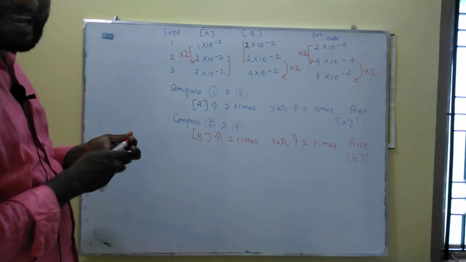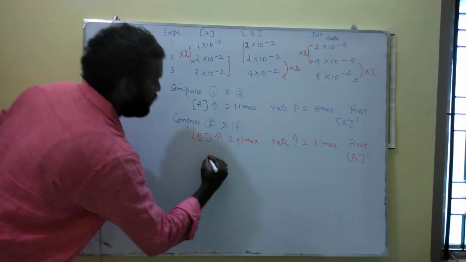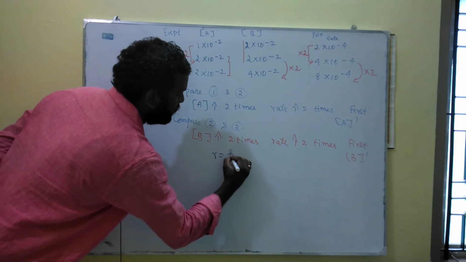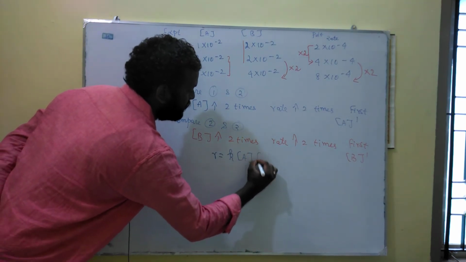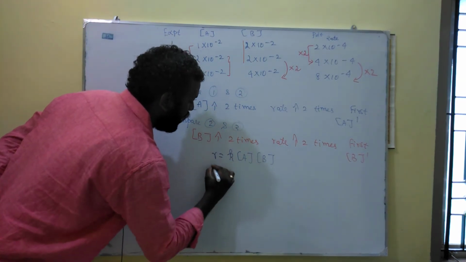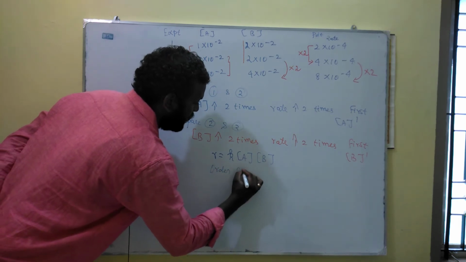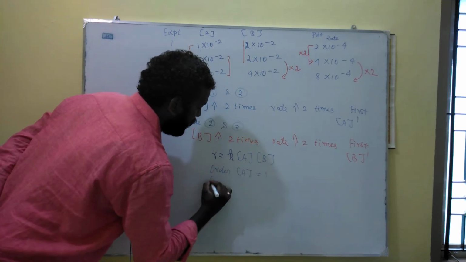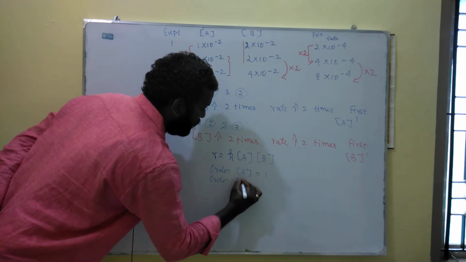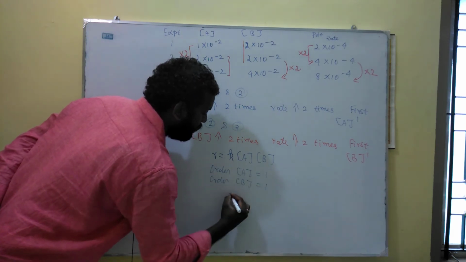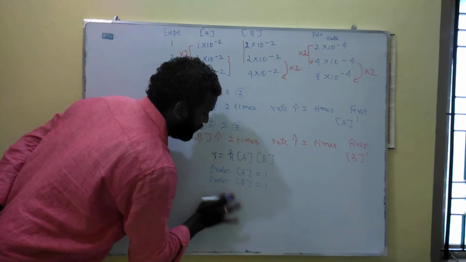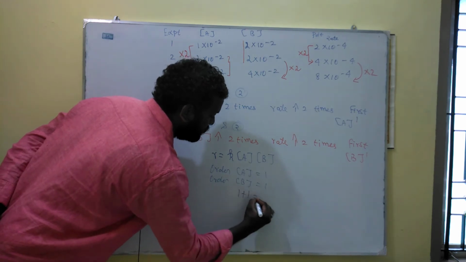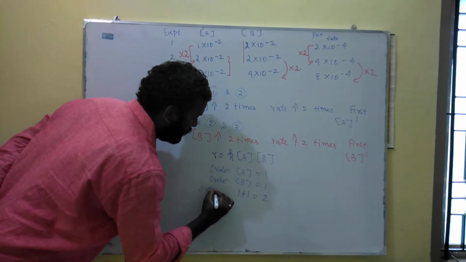So what is the rate law for the reaction? R is equal to K into concentration of A, concentration of B. Order with respect to A is first order. Order with respect to B is first order. Overall order: concentration of A power 1, concentration of B power 1, therefore this is the overall order.